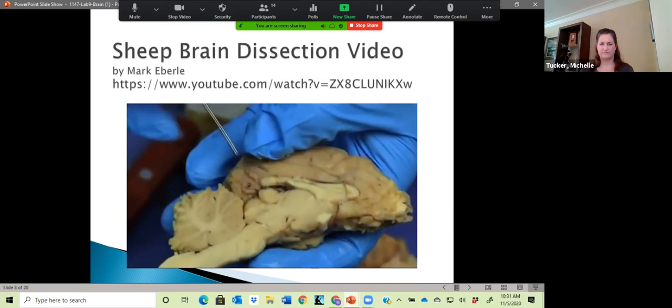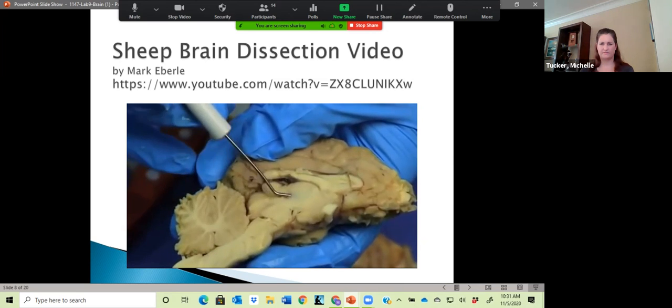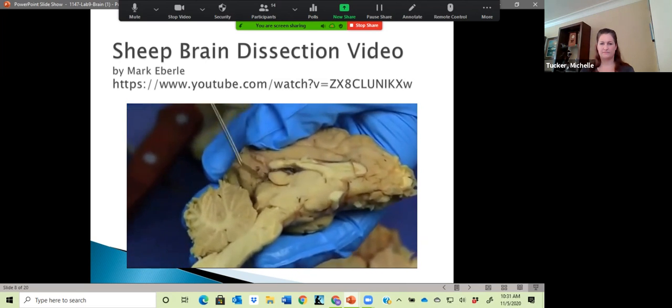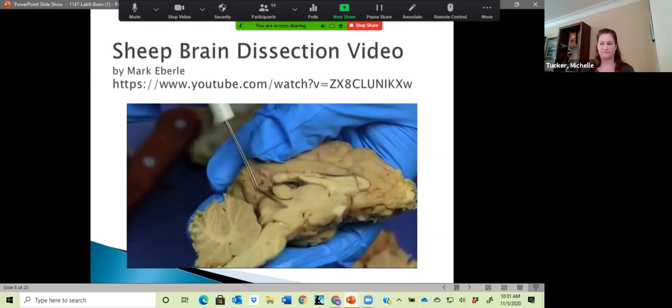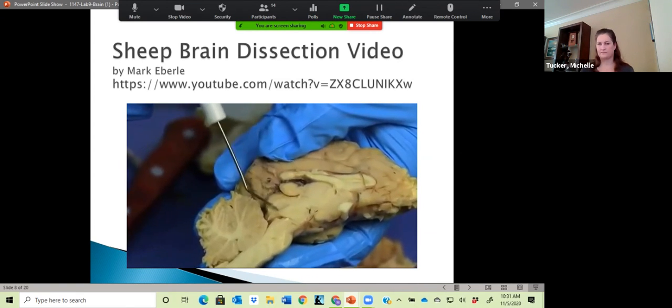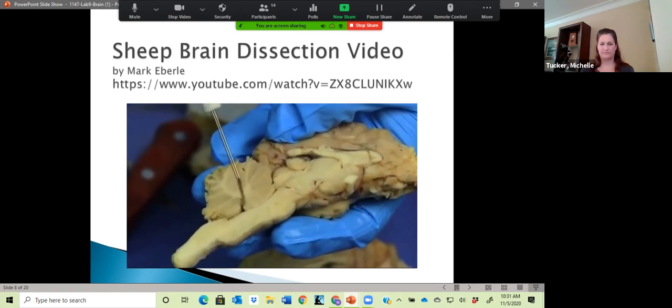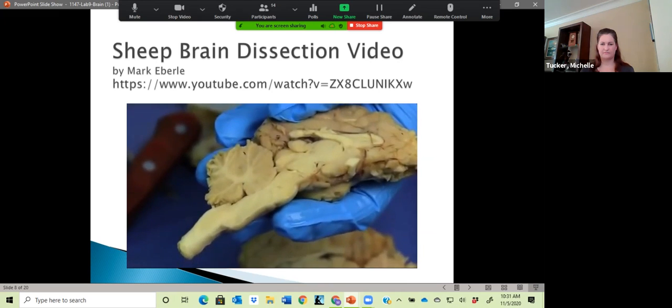There is a little canal running right here. Here it is. And that little canal is the cerebral aqueduct. It carries cerebrospinal fluid down to the fourth ventricle, which is here underneath the cerebellum.